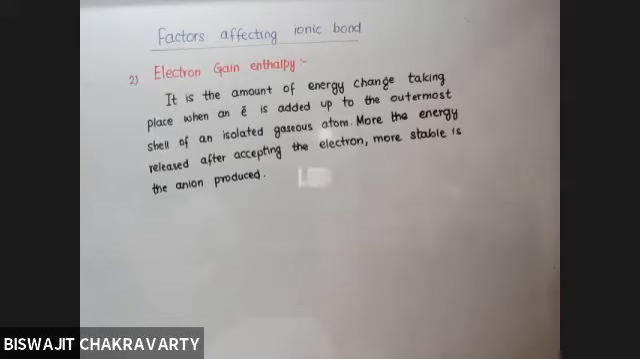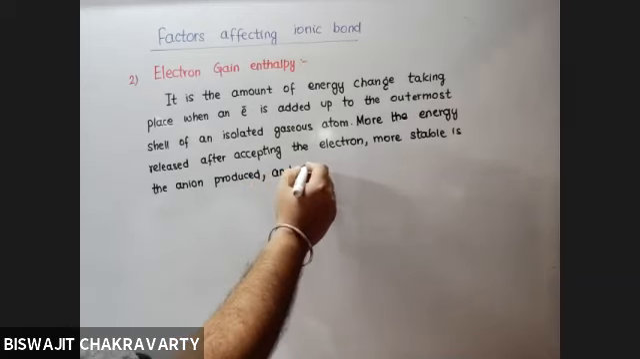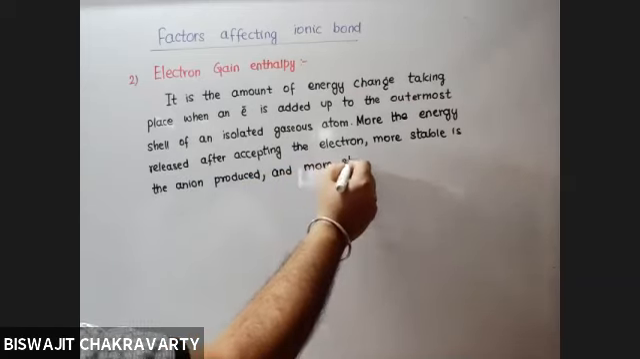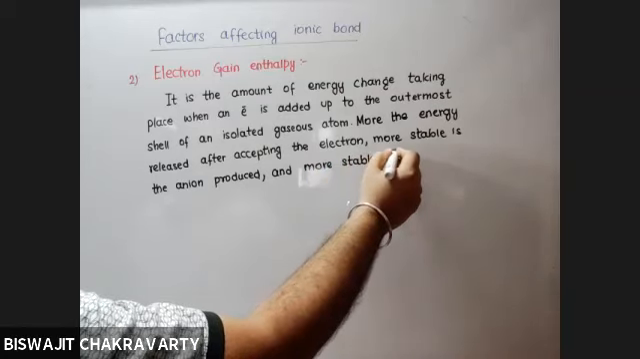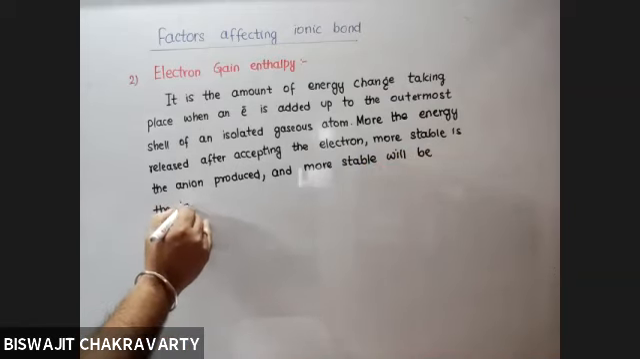So if the cations and anions produced are stable, then only you can expect the formation of a stable ionic bond. If during the formation of cation and anion there are problems coming, you cannot expect the formation of a stable ionic compound. And that is why we say that more the energy released after accepting the electron, more stable is the anion produced, and more stable will be the ionic compound.